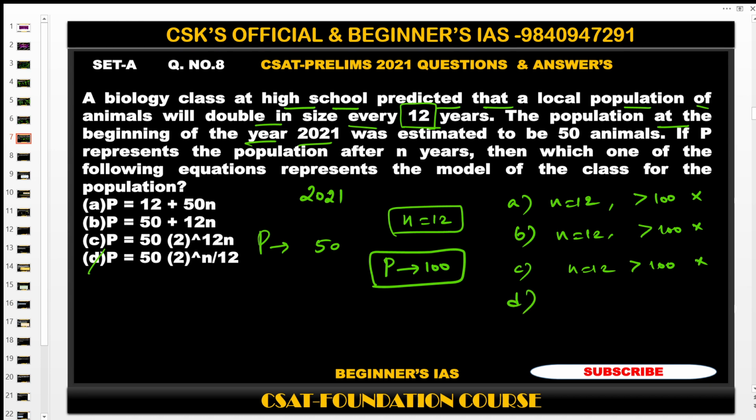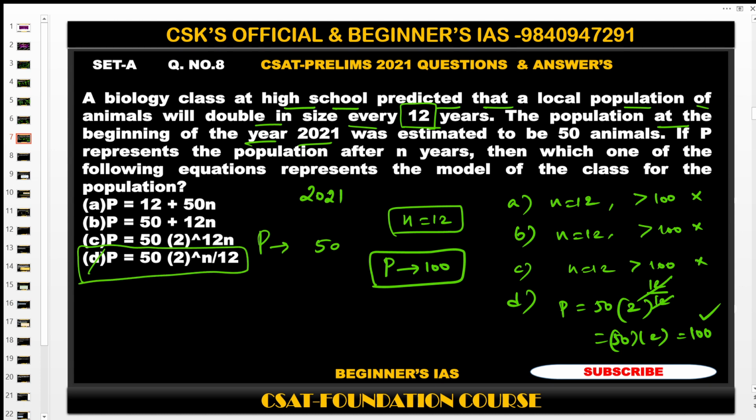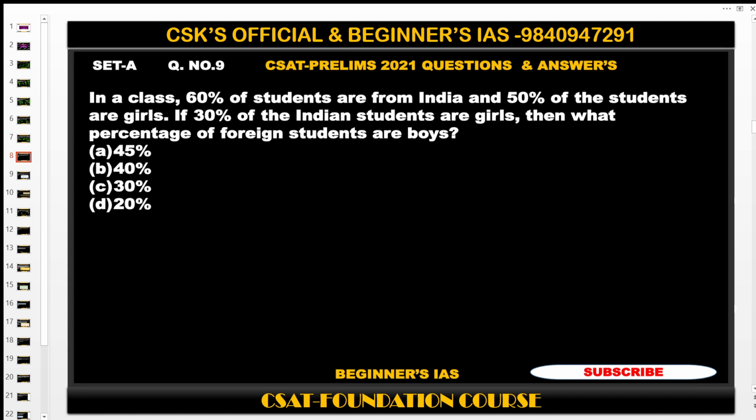If you want, check here. P is equal to 50 into 2 power n by 12, n is nothing but 12, so 12 by 12, cancel this. So 50 into 2, which is equal to 100, yes. So when n is equal to 12, it doubles, meaning P is equal to 100. So that is the answer. Therefore option D is the right equation. Anybody having a doubt here? No, sir. Fine. So next question.